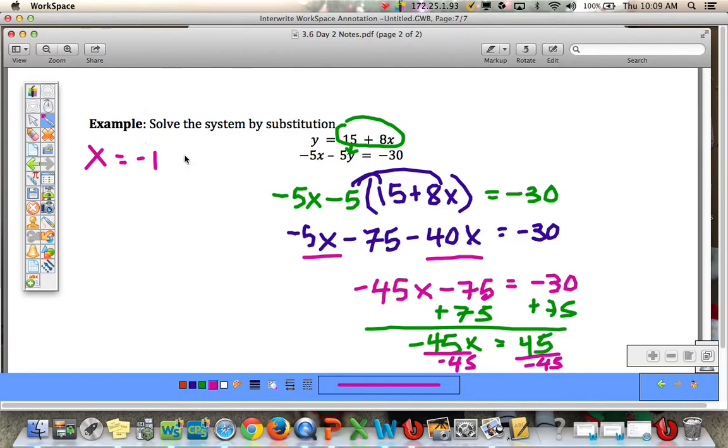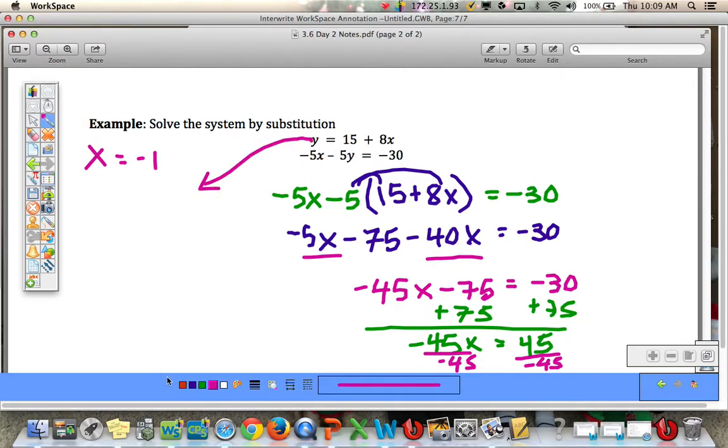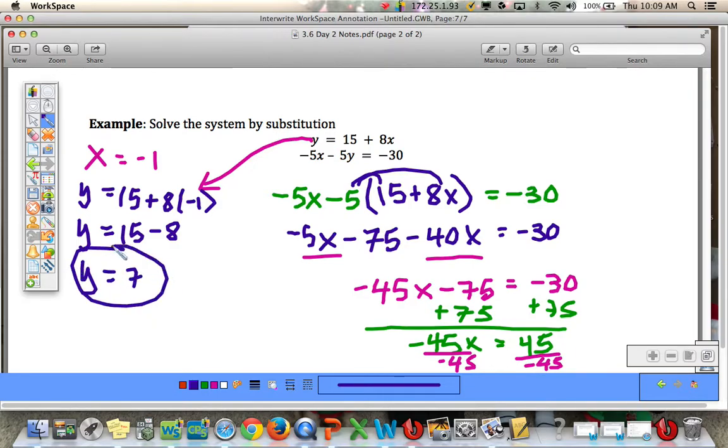So now we have to solve for y, and you can use either equation. I'm just going to use the top equation because y is already by itself. So I'm going to use this equation. And we have y equals 15 plus 8 times negative 1. Y equals 15. 8 times negative 1 is negative 8. So y equals 7. So these two lines would cross at negative 1, 7.